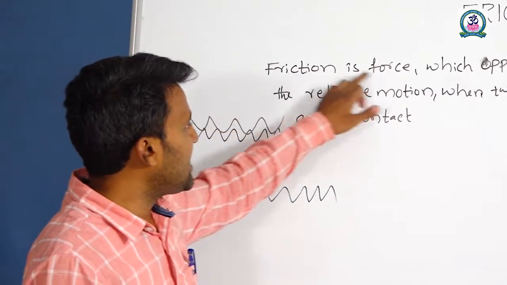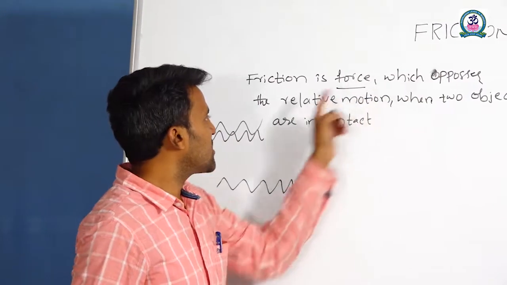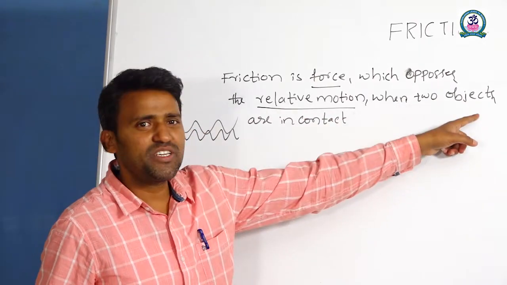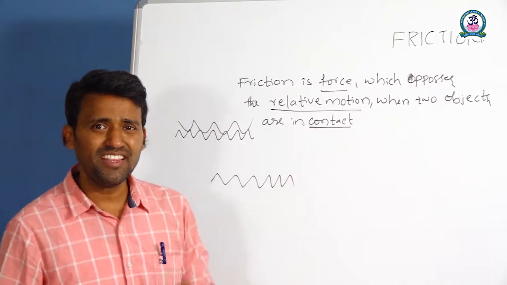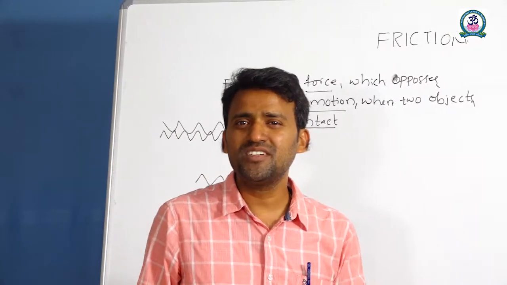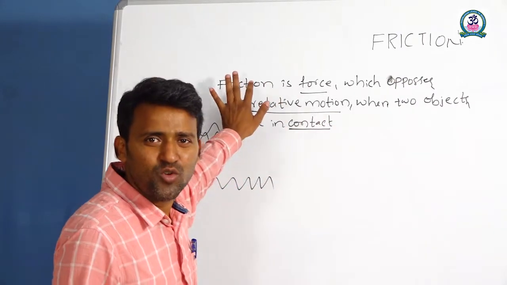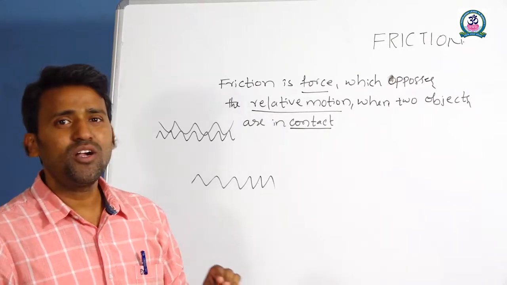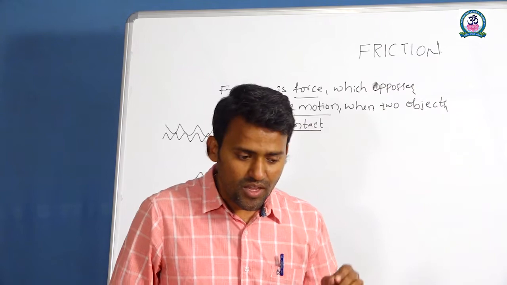Now, friction is a force, just underline the force, which opposes the relative motion. Next, it is the relative motion when two objects are in contact. Now, contact is the third one. See, in this definition we can observe three quantities. One is force, one more is relative motion, and the third one is contact. First I want to give the definition of these three quantities again.